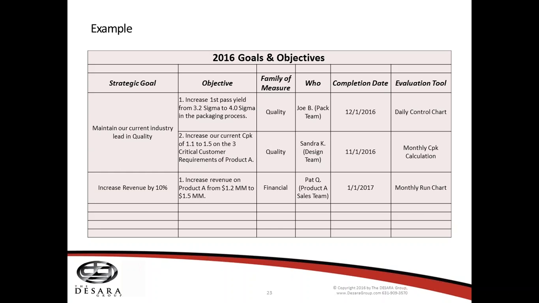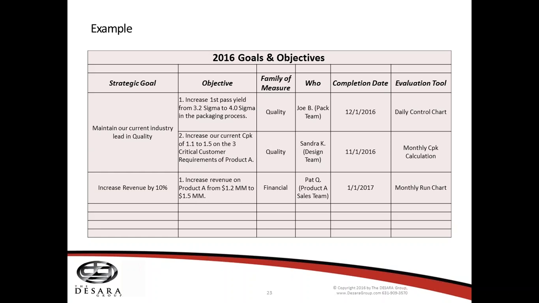Very specific, measurable. Whether it's attainable or not, we can have a discussion. Relevant to the business because it relates to that strategic goal of maintaining our current industry lead in quality. And time-bound. If you look at the 5th column, it has a completion date of the end of the year. The 3rd column talks about families of measures. Some of your strategic goals aren't going to be quality related. They might be financial related. They may be productivity related. They may be cycle time related. And so that column allows us to highlight which of those PFQT, those families of measures, these objectives are related to.